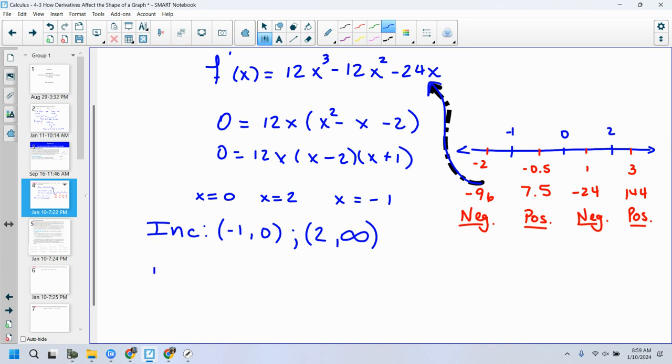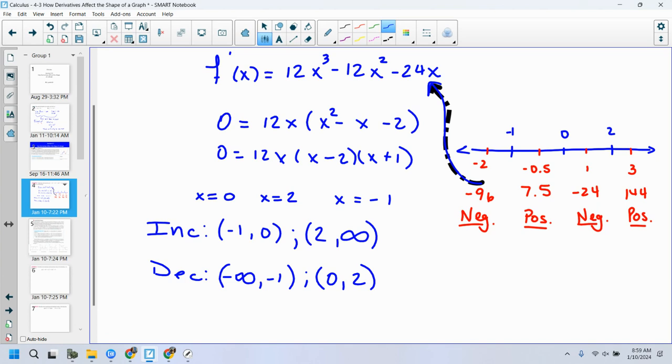It's decreasing wherever the derivative came out negative. Okay? To the left of negative 1, negative infinity to negative 1, and in between 0 and 2. You see that?